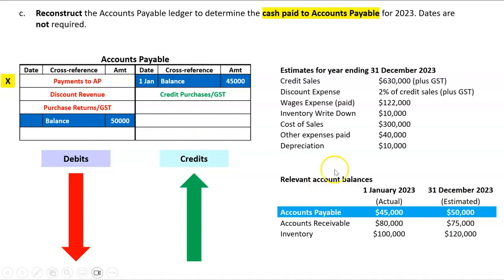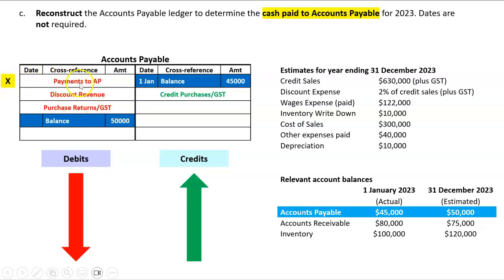So the question then becomes, well, I've got to solve X here, but it doesn't really make sense because every question you get is different. But for accounts payable, two things have to happen every period. Otherwise, the question makes no sense. You have to pay them back, which is X, and you have to buy inventory plus GST. Otherwise, why would they even have an accounts payable ledger? So those two things have to be there. Now, discount revenues and purchase returns might be there, they might not.